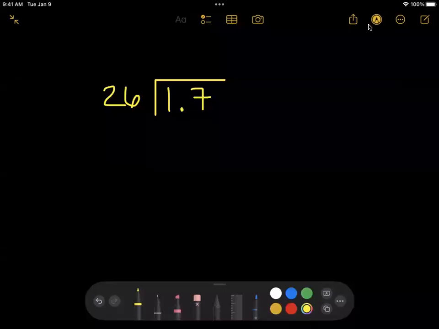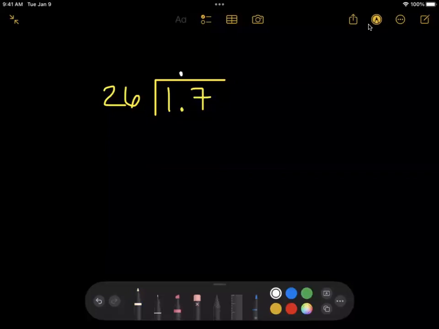Hello everyone. For this video, we're going to be taking 1.7 and dividing it by the number 26. Before we even start, what we want to do is place a decimal up into the answer space right above where it is in the problem. Whenever you're dividing a decimal by a whole number, you want to do that so your decimal is already placed and you don't even have to worry about it the rest of the time that you're dividing.